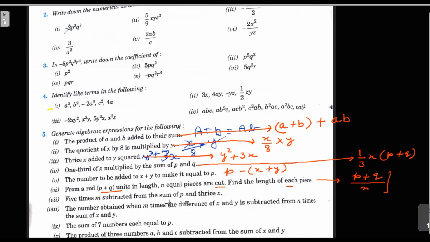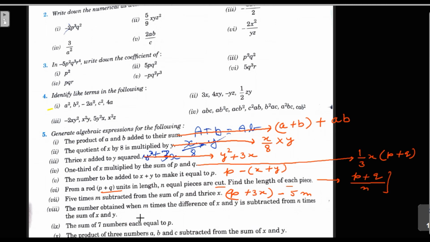5 times m subtracted from the sum of p and thrice x. The sum of p and thrice x is p plus 3x, right? So 5 times m would be subtracted from the sum of p and 3 times x. Thrice means 3 times. Next we will move on to the 8th.